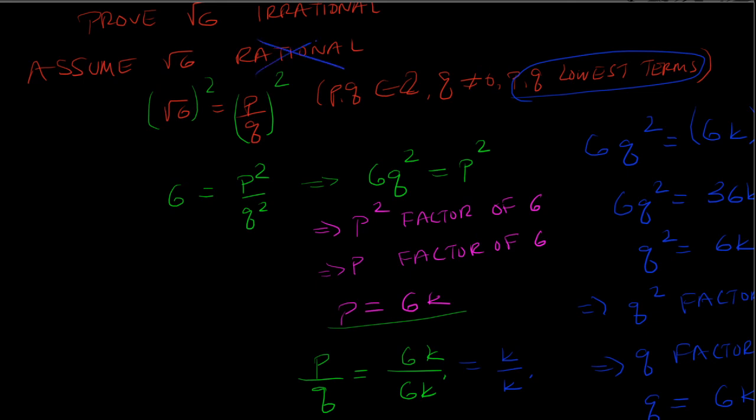So this assumption is wrong. So the opposite is true. That makes the square root of 6 irrational. And that completes the proof.